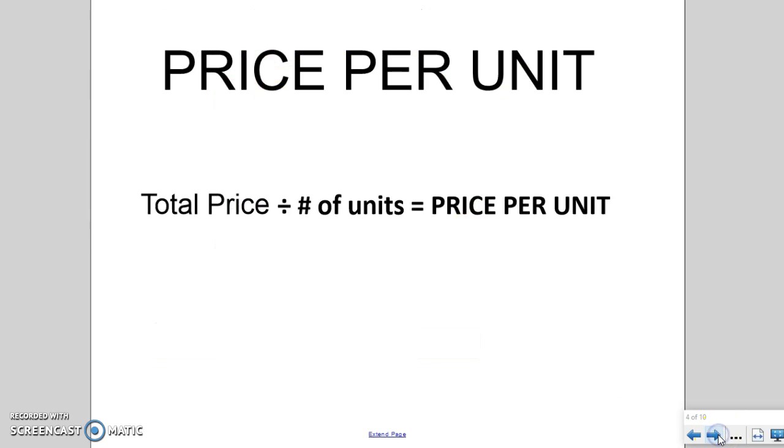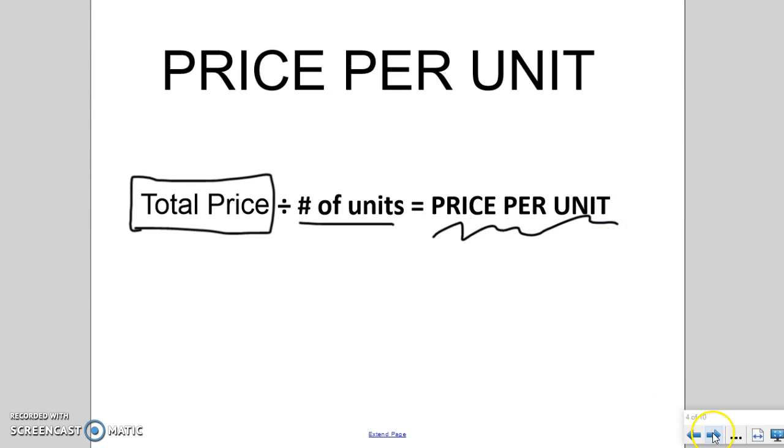So that's what we're going to do today. We're going to go ahead and practice finding the price per unit. And the price per unit is pretty simple. Basically, it's a formula. You're going to take the total price and we're going to divide it evenly by the number of units that come in the package. And that is going to give us the price per unit.